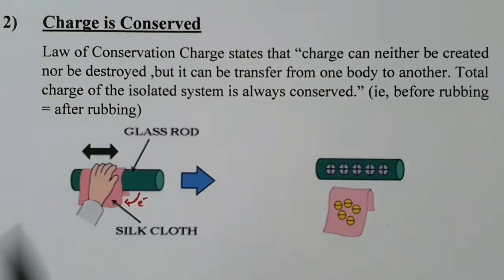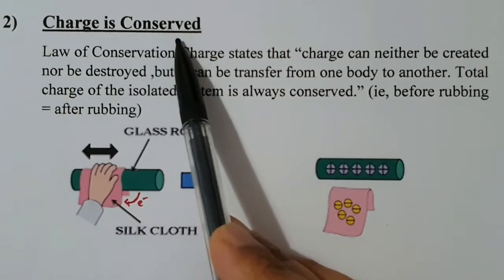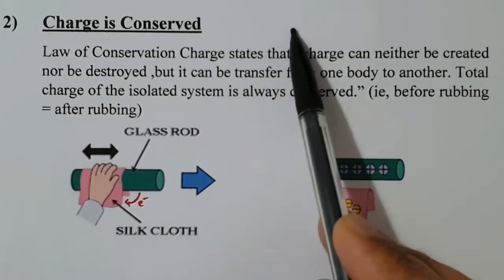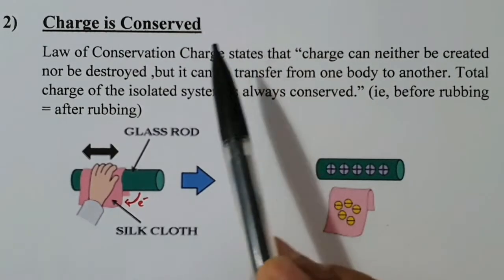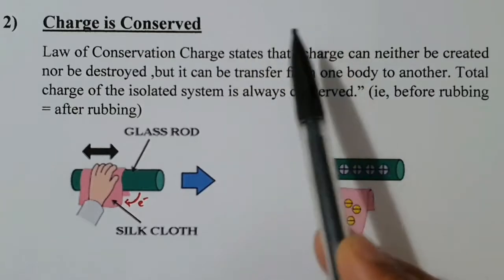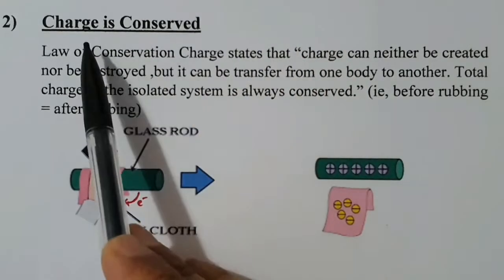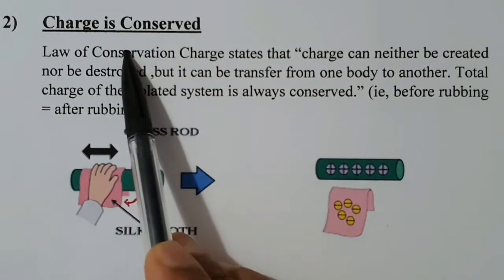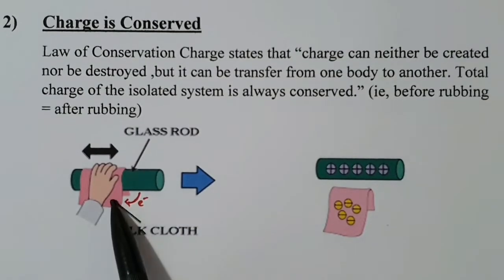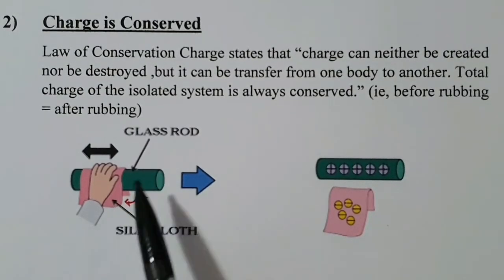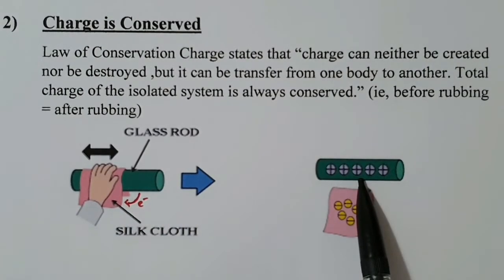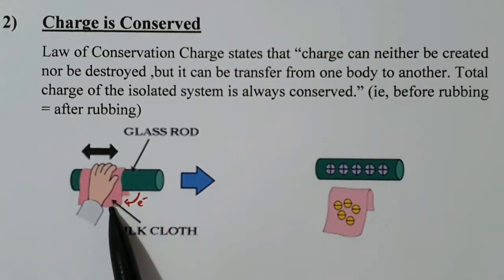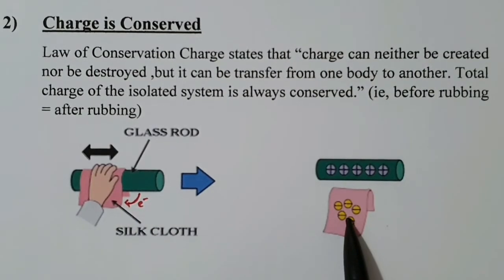The second property is that charge is conserved. In physics, you can see many conservation laws. You have even studied in the previous year about conservation of momentum and conservation of energy. Similarly, charges are also conserved. Suppose you rub two bodies, for example, a silk cloth and a glass rod. During the rubbing process, the glass rod loses some electrons and becomes positively charged, and silk accepts the electrons and becomes negatively charged.